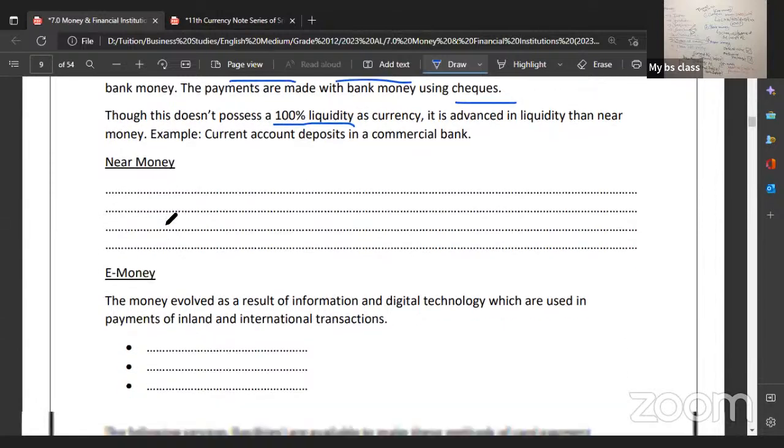Now let's move to near money. First, the near money concept. Shall we write? Please. Near money.